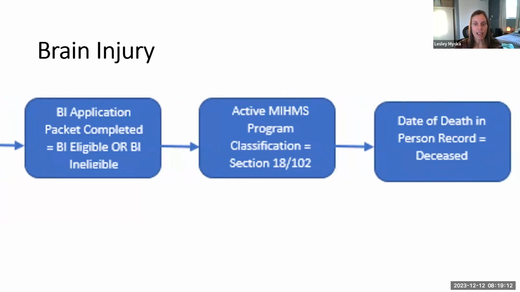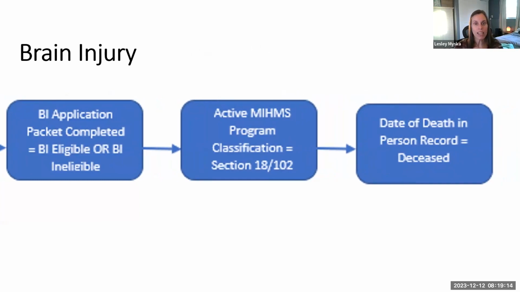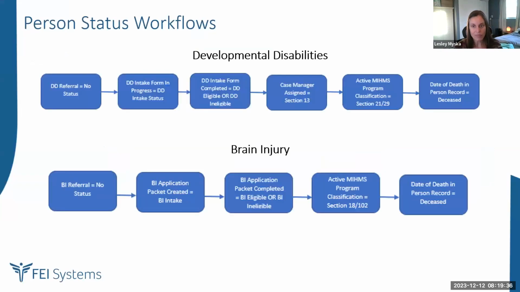Again, as long as the annual application and classification information is being updated timely, the person will remain in Section 18, or 102 if they're receiving 102 in perpetuity, unless again that lapses or the person passes away, at which time the date of death should be added to the person record and then their status will show as deceased.